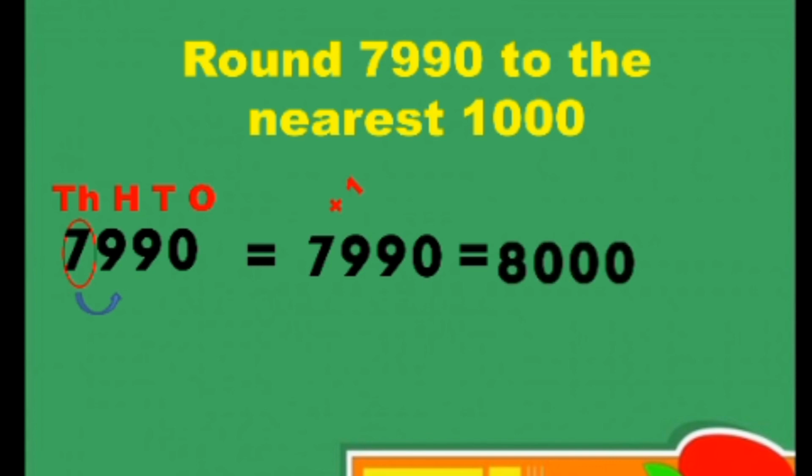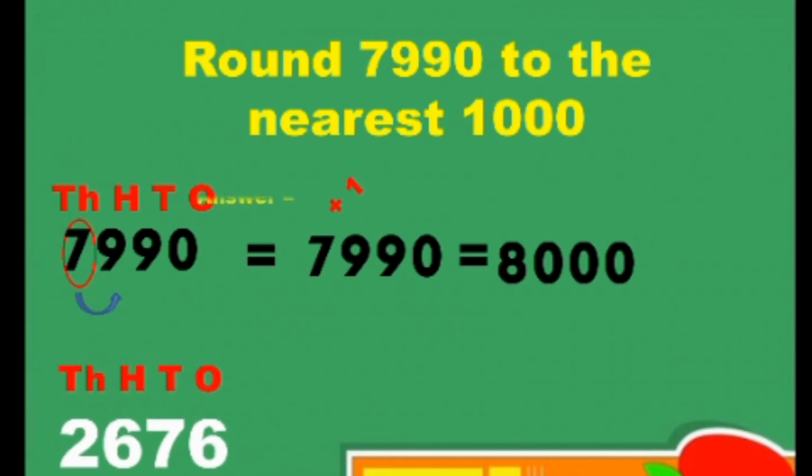I'll let you try this one. If you said 3,000, that is correct.